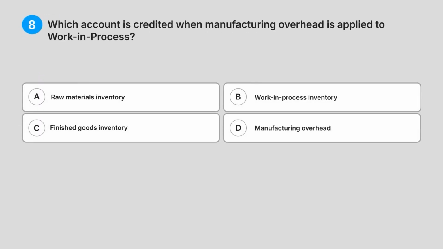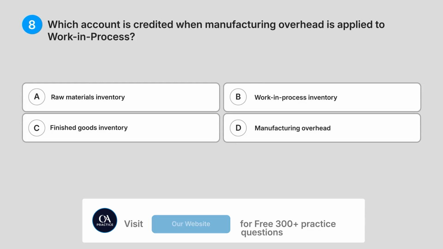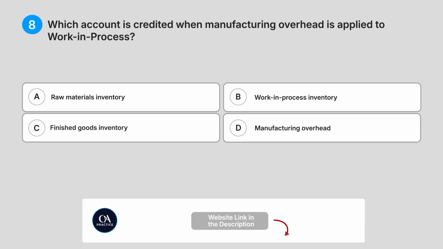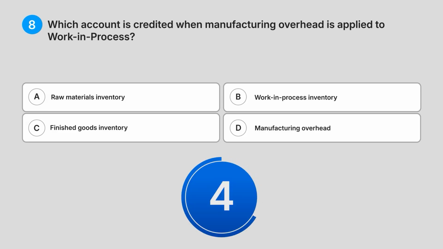8. Which account is credited when manufacturing overhead is applied to work in process? A. Raw materials inventory. B. Work in process inventory. C. Finished goods inventory. D. Manufacturing overhead. What do you think is the answer?